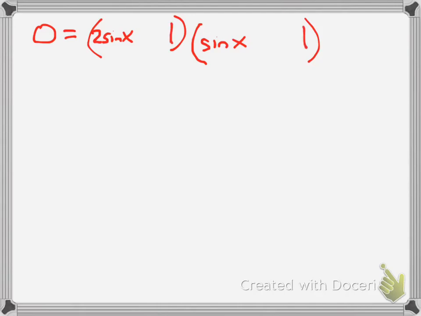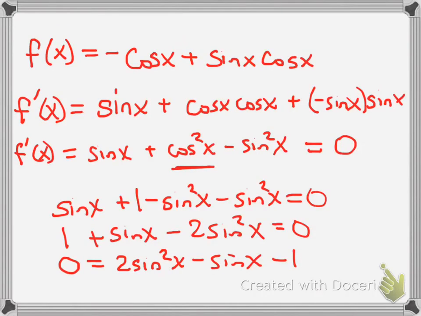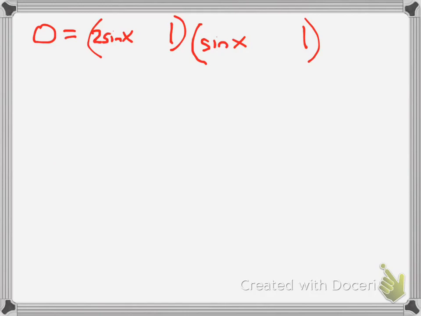The last term, the constant term in our trinomial, is 1, and so the last term in each binomial has to be 1 as well, because that's the only way I'm going to get 1: 1 times 1. And then remember, the middle term was negative. We had a negative sine of x, so I need that term to be negative when I multiply this out.